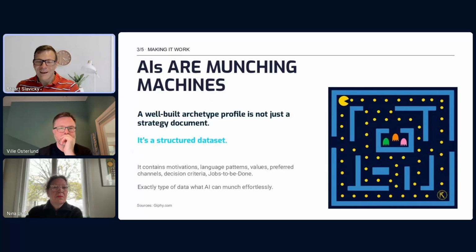That is still 4 times the work, but what we were able to do, using the AI, changed everything. So I think as an insight, if we look at a well-built persona profile, it's not just the beginning of a strategy document. It's also a structured data set. It contains motivations, language patterns, values, preferred channels, decision criteria, jobs to be done, and that's exactly the kind of structured data an AI model can work with.